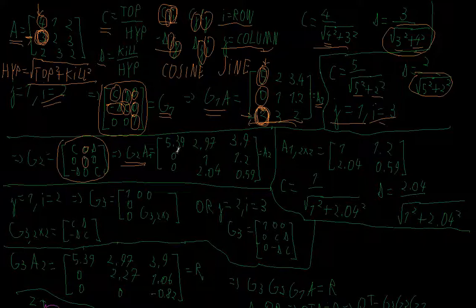So 5.39, 0, 0, 2.97, 1, 2.04, 3.9, 1.2, and 0.59. So again, we have two zeros here now. Okay, this was the first result here, and this is now due to the second rotation. So now we will only consider the submatrix here. So 1, 2.04, 1.2, and 0.59. And so these are the submatrix.